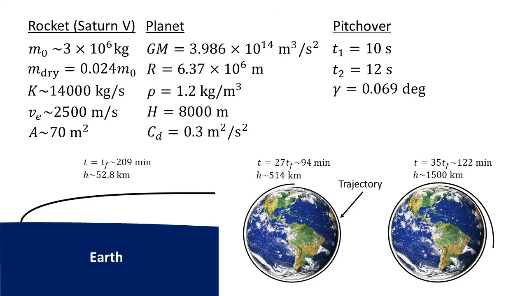The second picture shows the trajectory up to about 94 minutes after takeoff, which is about the time it takes to complete one orbit. Its height at that time is about 500 kilometers. And finally, the third picture shows that trajectory up to about 122 minutes. Here we see that the rocket is moving too fast. It's leaving the orbit.